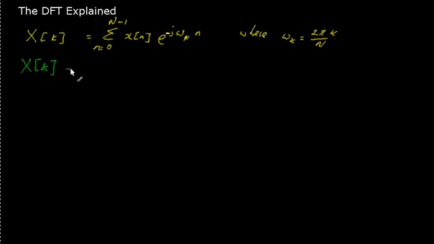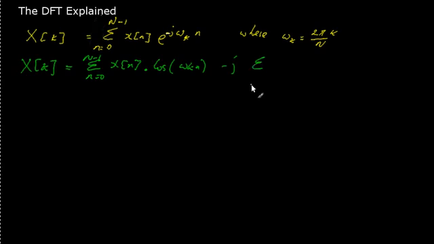So X of k is equal to the summation from n equal to 0 up to N minus 1 of x of n, which is the signal that we're analysing, multiplied by cos of omega k n, minus j times the summation from n equal to 0 to N minus 1 of x of n, the signal that we're analysing, being multiplied by a sine wave, sin of omega k n.